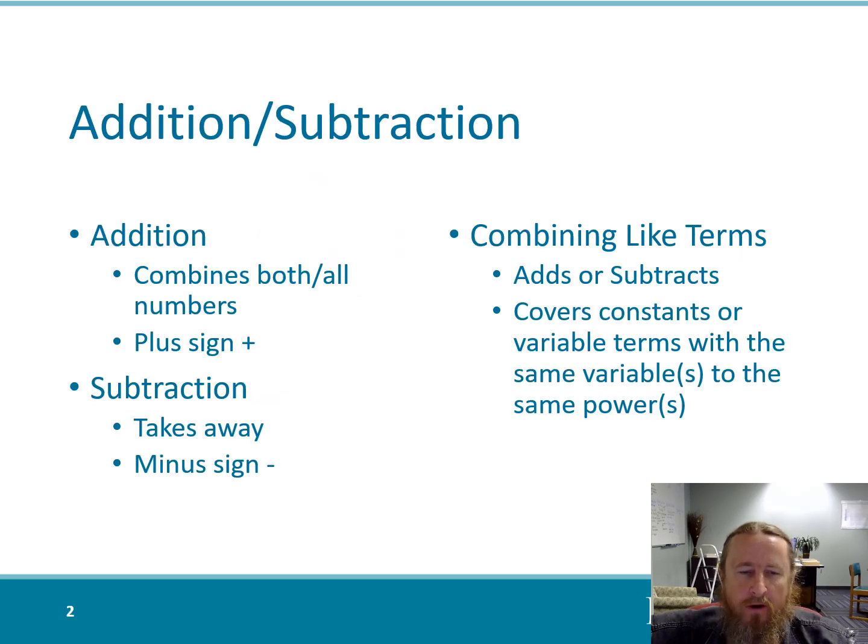So first, our first operation is addition and subtraction. It is addition that combines both or all numbers. You can have more than two. It is indicated by the plus sign. Then we have subtraction that removes from whatever our number is, and it is indicated by the minus sign.